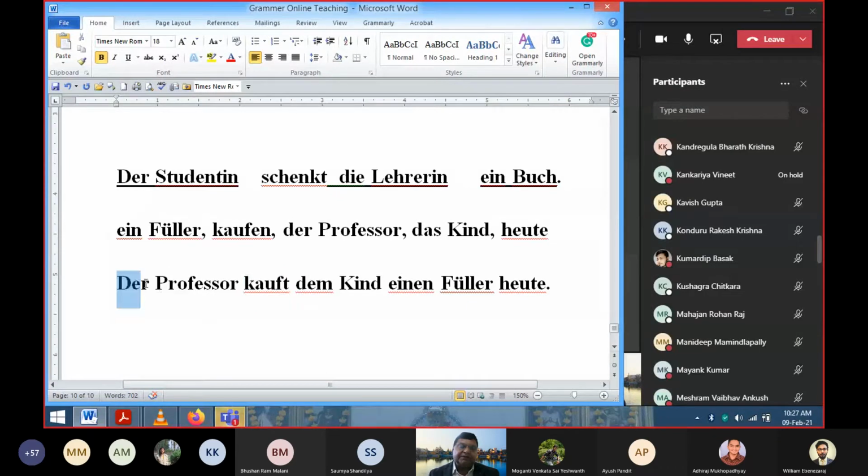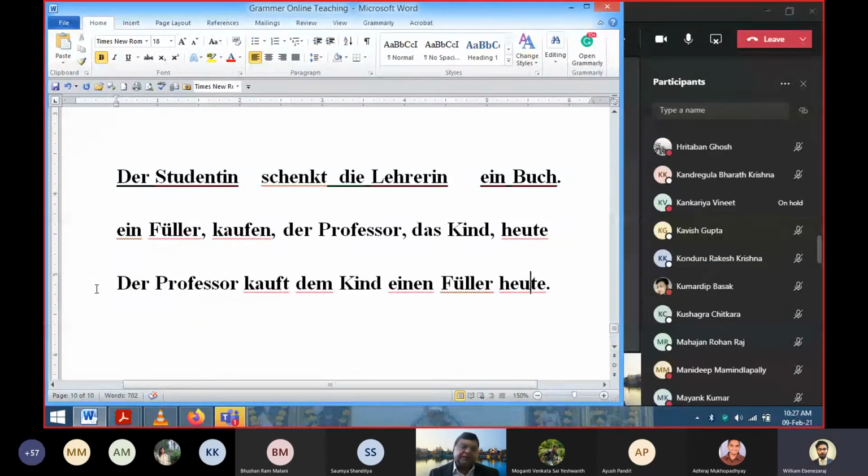Means after the subject, for example, der Professor is the subject, then immediately the verb should come. You cannot put heute here, like der Professor heute is wrong. You have to write der Professor kauft, then you can put heute. Der Professor kauft heute dem Kind einen Füller is also correct. Or you can put heute in the beginning. So all these are possible.